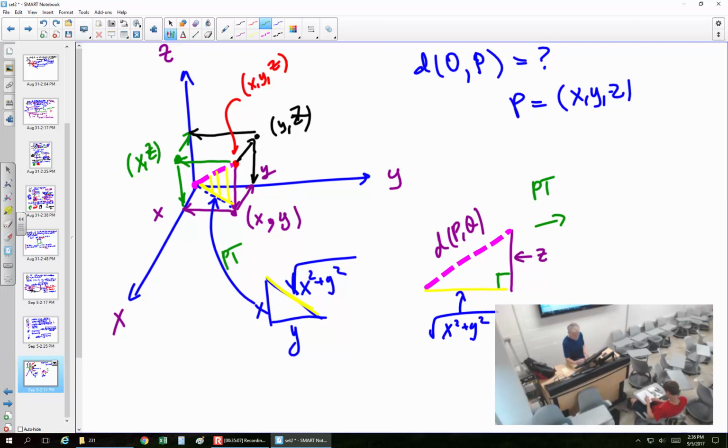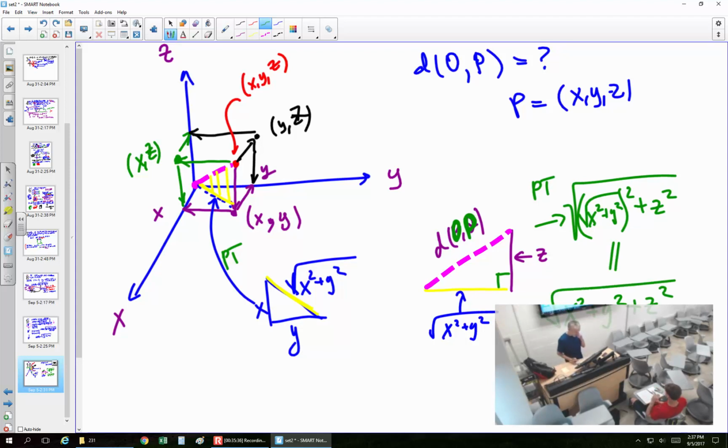Okay, so it will be, so dpq, I'm sorry, this is 0p. That's where we're going from 0 to p. So the 0p is what? The square root of x squared plus y squared plus z squared. Okay, and then we end up with what we wanted to have anyway. Okay, and we have the distance formula. So that justifies our conclusion.